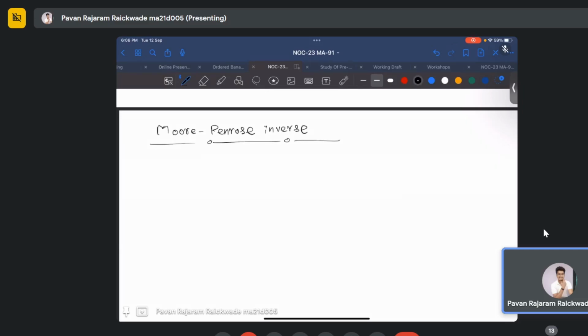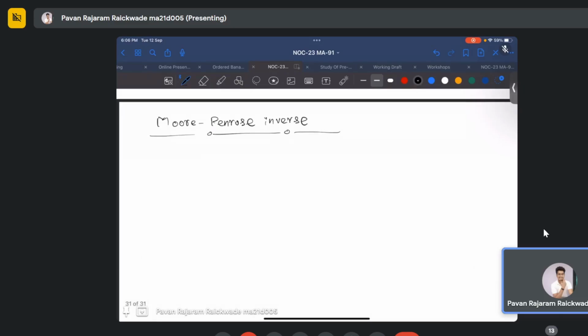Today's talk is going to be all about the Moore-Penrose inverse. Okay, so in the lectures, sir has covered some portion of Moore-Penrose inverse, but I will start from the very beginning. The first part will be the best approximations.